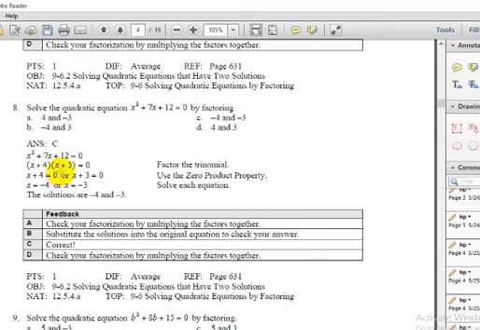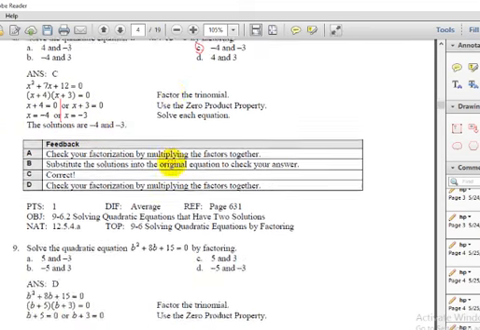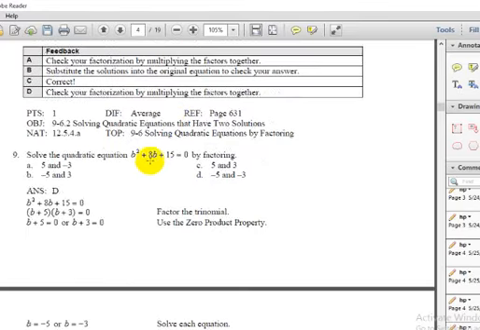Very good. I'm going to split my paper into two parts. x plus 4 equals 0 and x plus 3 equals 0. So plus 4 will go to the other side as negative 4, and plus 3 will go to the other side as negative 3. So my solution is negative 4 and negative 3, which is C. Very good. Here you can solve it by yourself. You can pause the video and try to solve it. It's the same.